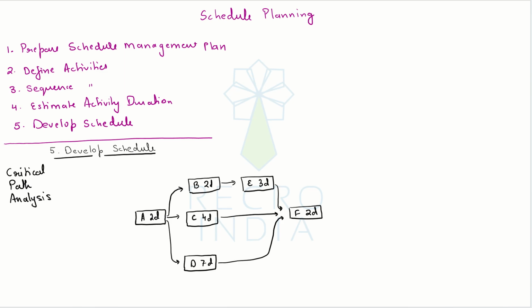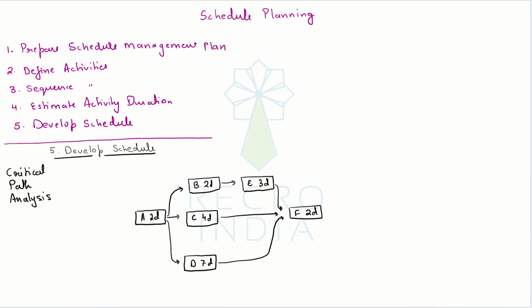If we quickly look back at what we have done, we have defined the activities, we have sequenced them, we have got the estimates for the time it will take for each activity, and I have created a simple network diagram here as an example. So first of all, let's understand what this diagram really means.